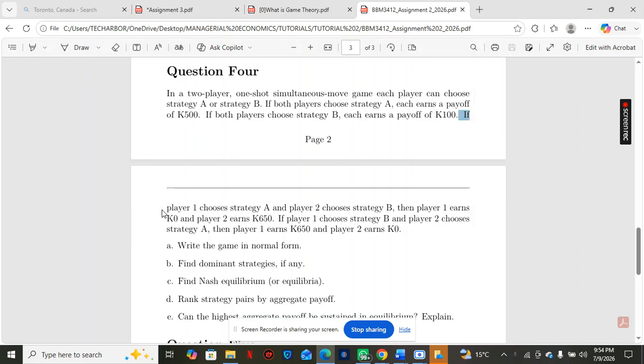If player 1 chooses strategy A and player 2 chooses strategy B, then player 1 earns 0 kwacha and player 2 earns 650 kwacha. If player 1 chooses strategy B and player 2 chooses strategy A, then player 1 earns 650 kwacha and player 2 earns 0 kwacha. Okay, so part A, write the game in normal form.